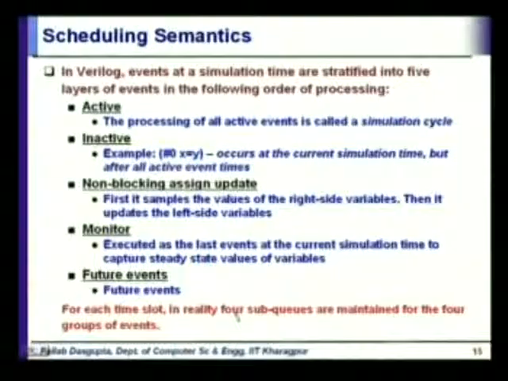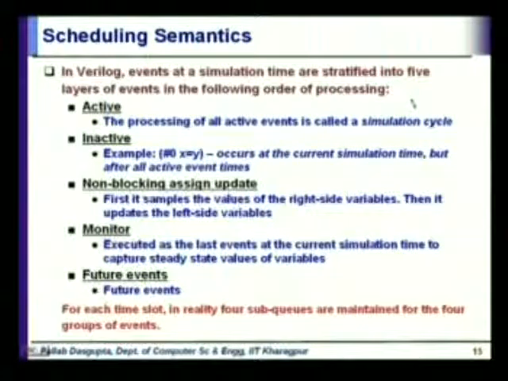So this shows the scheduling semantics of Verilog. In Verilog, events at a simulation time are stratified into 5 layers of events in the following order of processing. The first thing is the set of active events. The processing of all active events is called a simulation cycle. So when we talk about simulation cycle, that has got nothing to do with the clock cycle. Please be careful about that. Clock cycle is the clock boundary, alright.